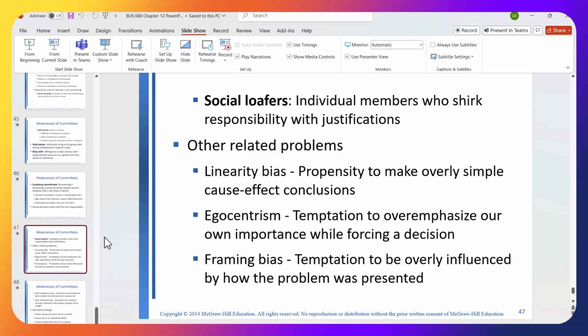When you're trying to work in this capacity, you've got to get people to understand that everybody brings value to the table and no one person is the king or the queen. Framing bias, temptation to be overly influenced by how the problem was presented. Sometimes you look at a situation, and on a scale of 1 to 10, it's a 4 or 5, but I'm inflating it. I'm telling you it's a 7 or 8 or a 9, because my bias is kicking in.